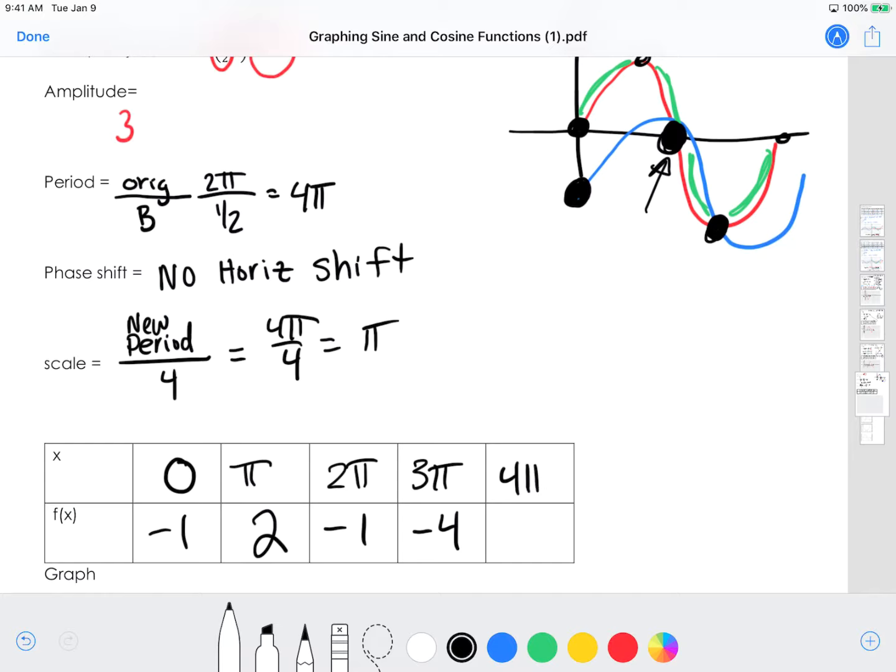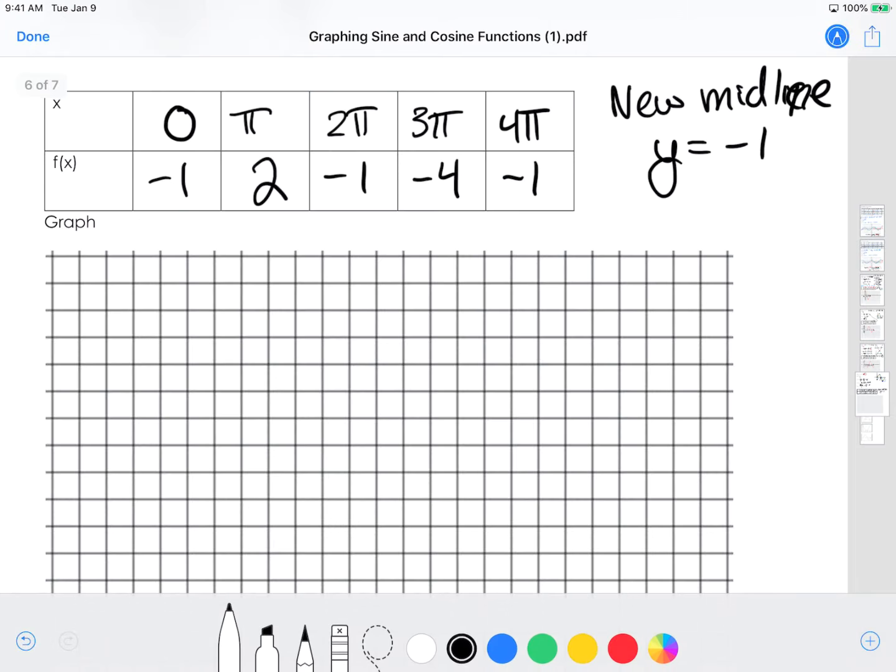And then the last point, which is 4 pi, which is typically where we come back up to 0, but because of the vertical shift down 1, it's only going to come up to -1. So our new midline in this case is going to be y is equal to -1. So typically where you have all your zeros, you're now going to have all -1 because everything has been shifted down 1. So now let's plot this by hand.